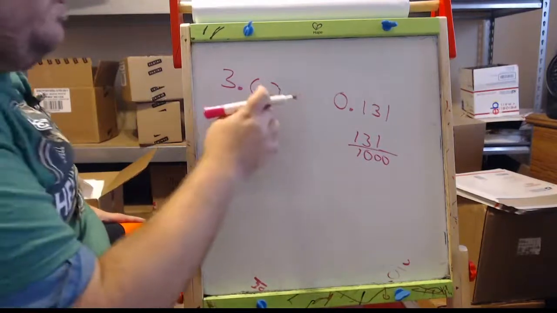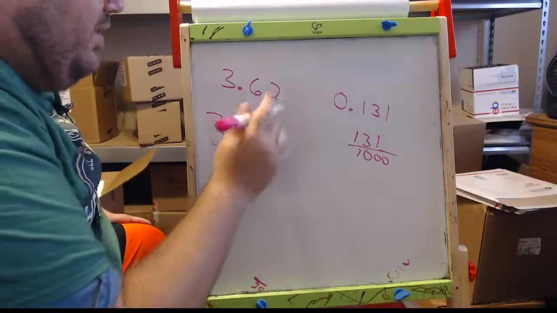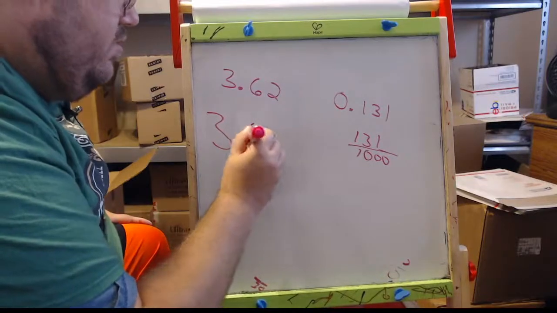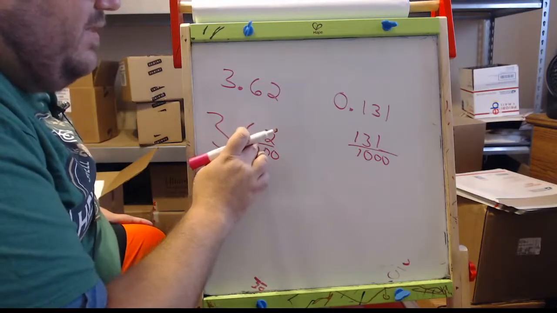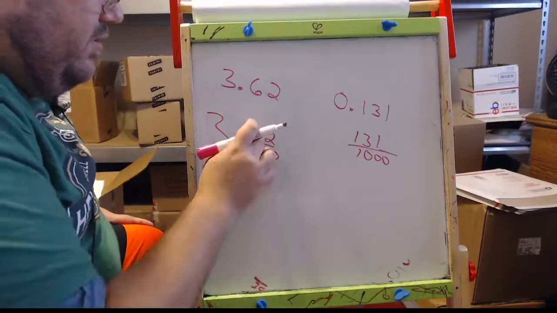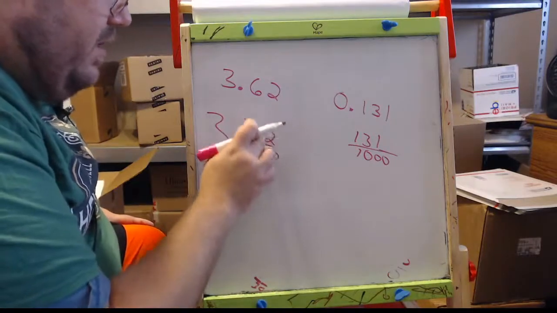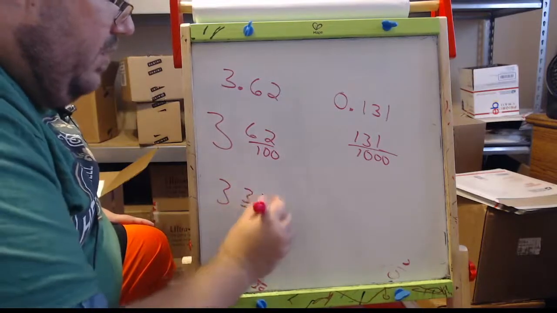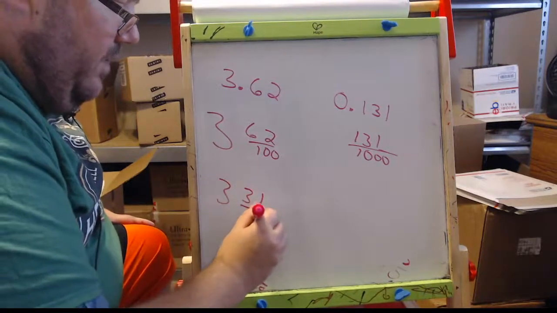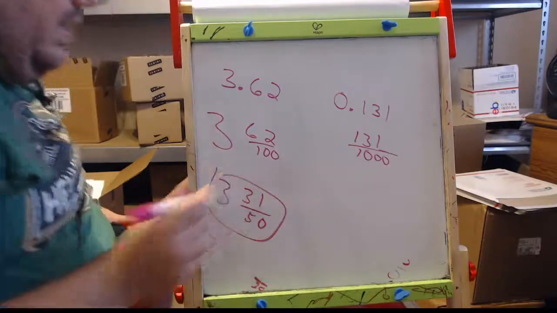Over here, we write the 3 pretty big. We want to make it into a fraction. So this is the tenths, the hundredths, 62 hundredths. Now here's the thing. This could be reduced. A 2 can go into both of these numbers. So 2 goes into 62 31 times. 2 goes into 100 50 times. And that's our answer there.